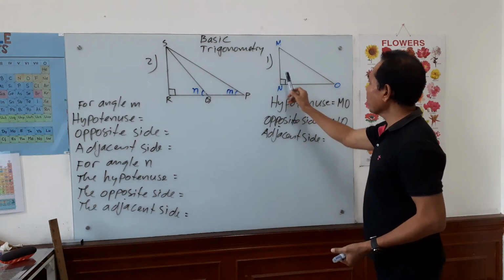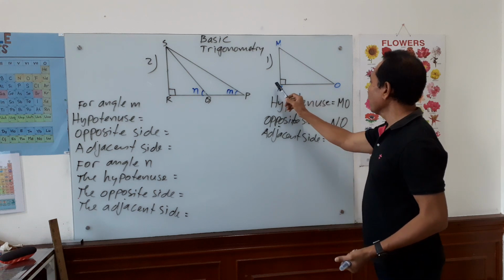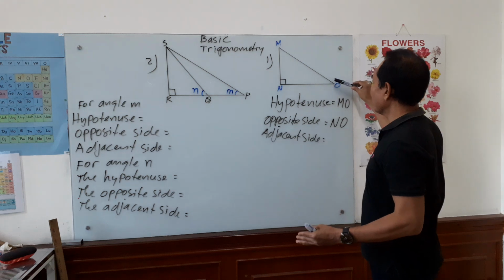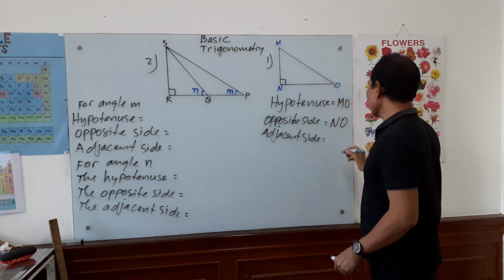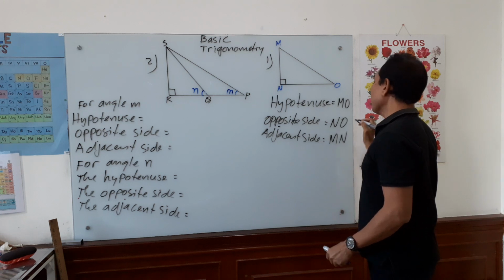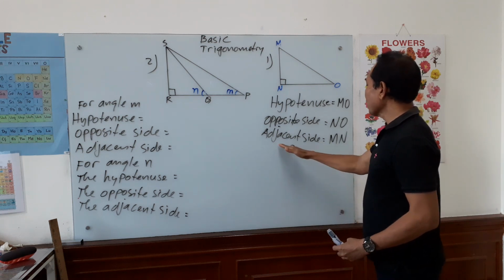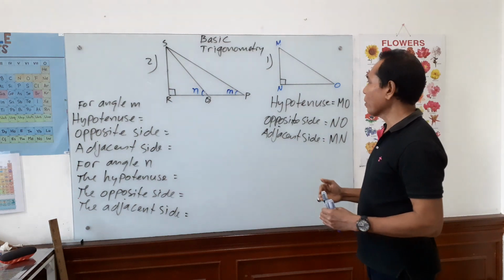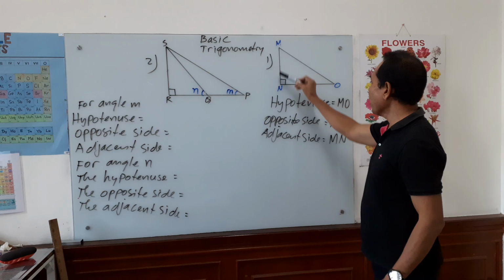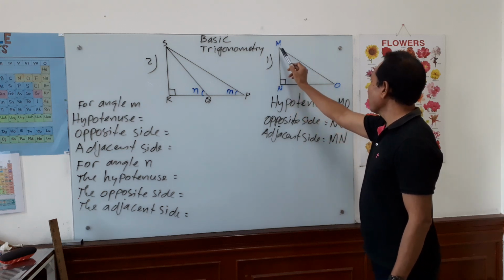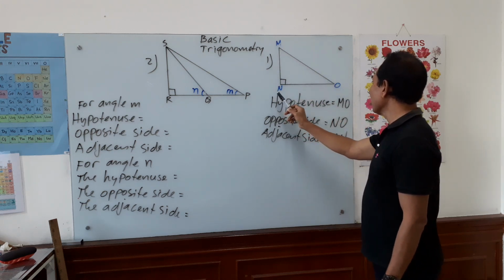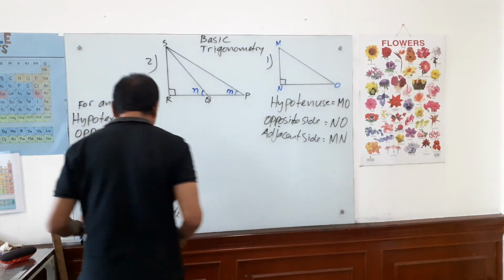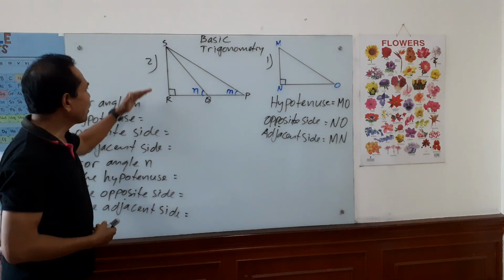MN stands side by side with this sloping side and the opposite side, okay? So it is MN. So once again, adjacent means stand side by side or stand near. So this MN, the adjacent side, is near the sloping side, near the opposite side, NO. All right.